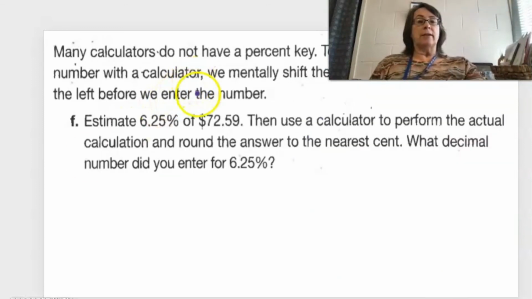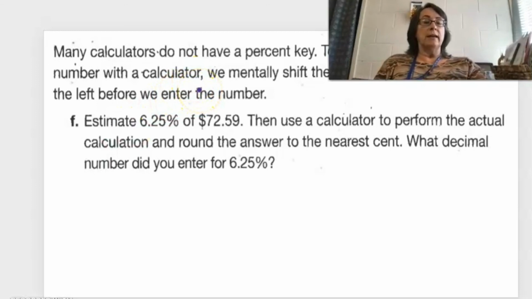Okay, it says many calculators do not have a percent key. To find a given percent of a number with a calculator, we mentally shift the decimal point 2 places to the left before we enter the number. So it says estimate 6.25% of $72.59. Then use a calculator to perform the actual calculation and round the answer to the nearest cent. What decimal number did you enter for 6.25%? Okay, so first it says to estimate.